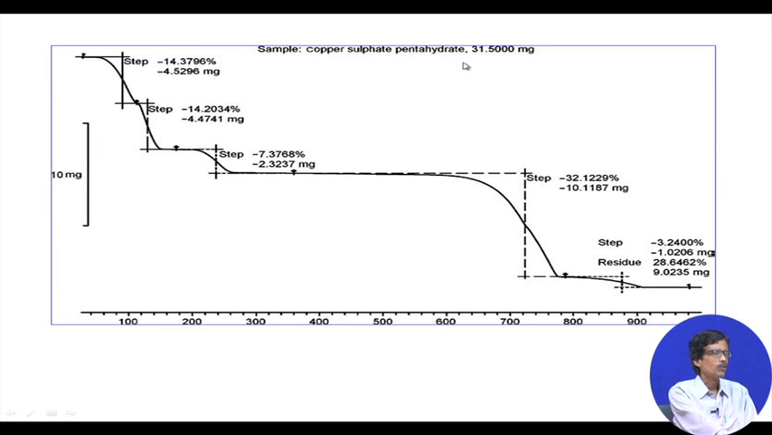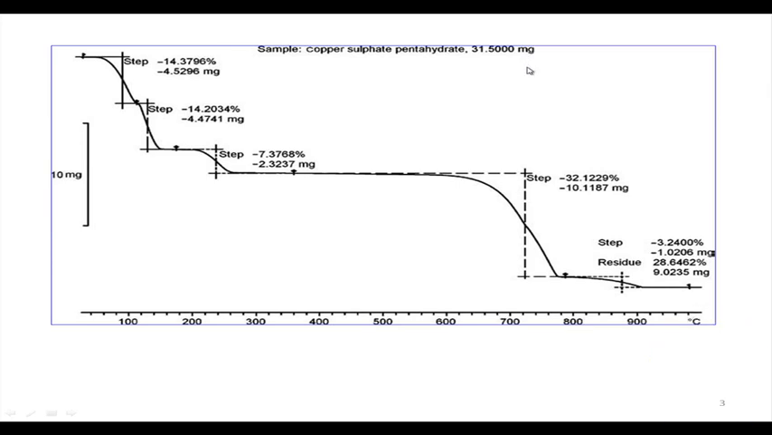So, if we take about 31.5 milligram of this particular sample and heat it, we have one step of loss, then the second step of loss, and the third step of loss. Then we have a very big loss, and then we have the corresponding residue. So, this basically tells us the typical quantitative analysis of your TG plot, which will give us the corresponding information in a stepwise manner.